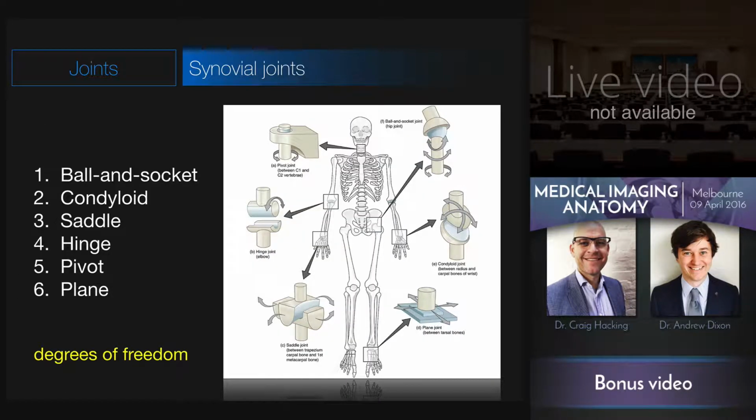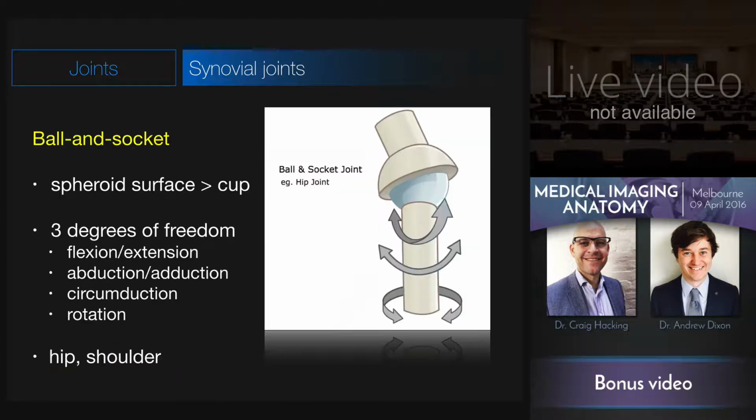Synovial joints can be further classified based on their form and the movements that they allow. The number of movements that a joint allows is often referred to as degrees of freedom. And here are 6 different types that we're going to run through. The first is the ball and socket joint, and this is where a spheroid articular surface articulates with a cup-like depression within another bone. This joint allows 3 degrees of freedom, flexion and extension, abduction and adduction, which together result in circumduction, and importantly, they allow axial rotation.